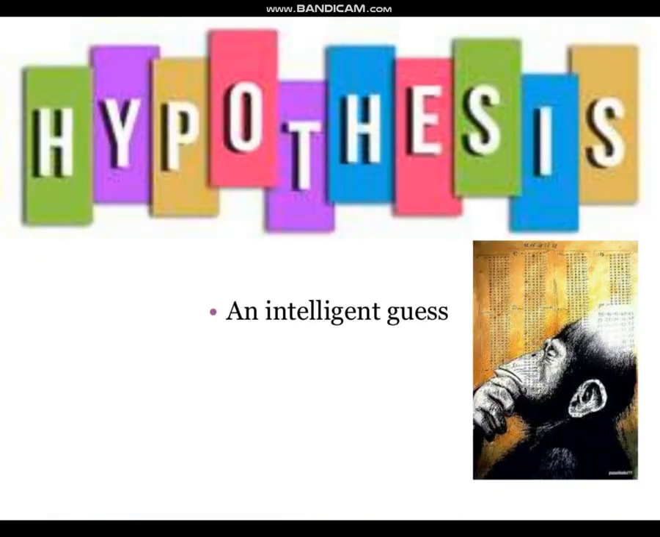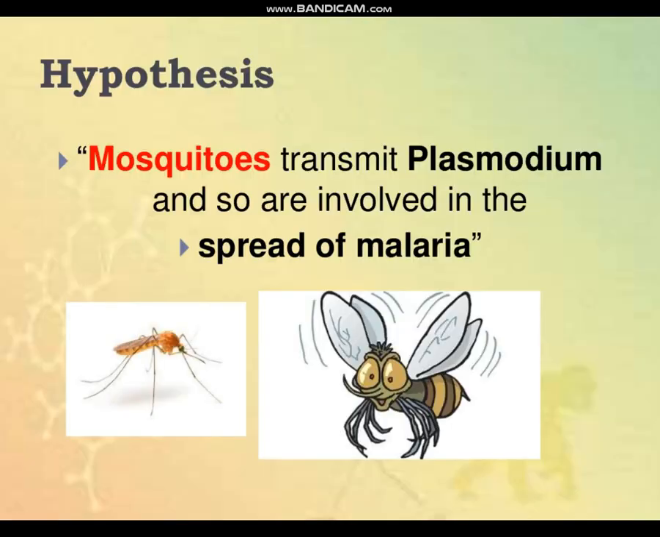Hypothesis. The next thing is hypothesis. The word hypothesis means an intelligent guess. After collecting all of the observations, scientists make a statement based on their observation. So a hypothesis is actually an intelligent guess, though one might say it is a fake guess.